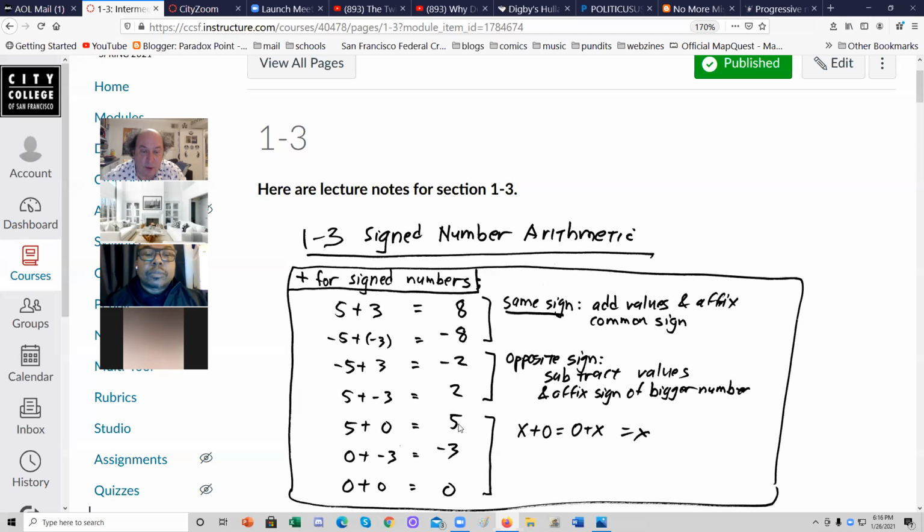Now for these, 5 plus 0 is 5, 0 plus negative 3 is negative 3, and 0 plus 0 is 0. It's simply that if we take a number and add 0, you get the same number. This is called an identity. Adding it keeps the number identical.